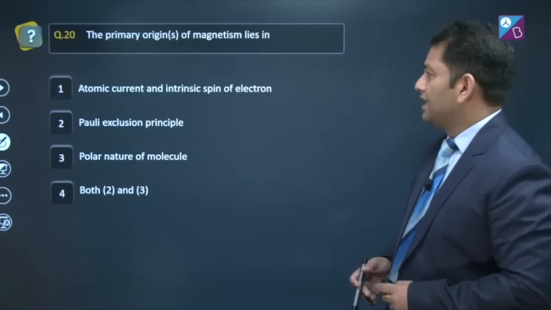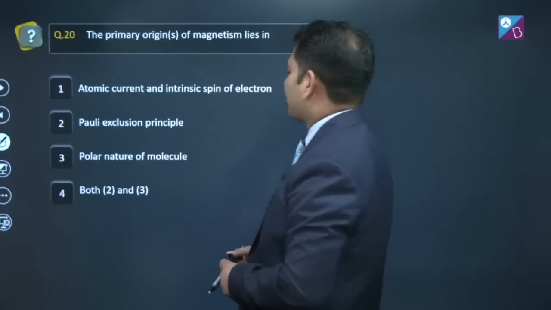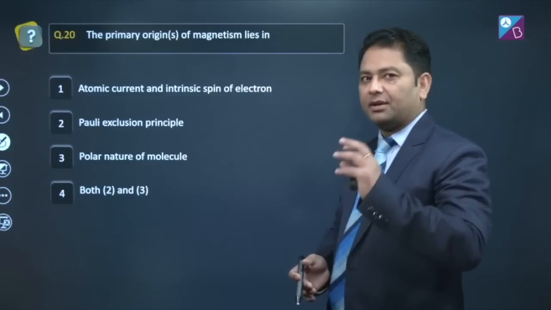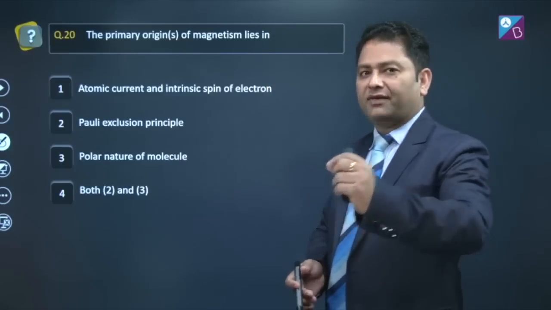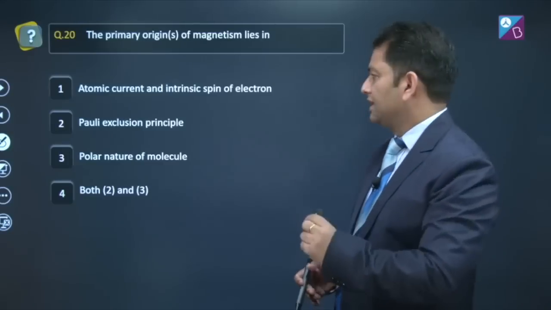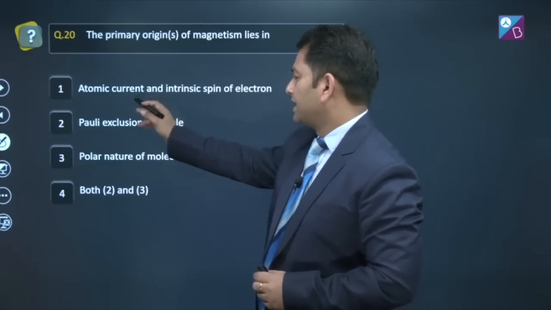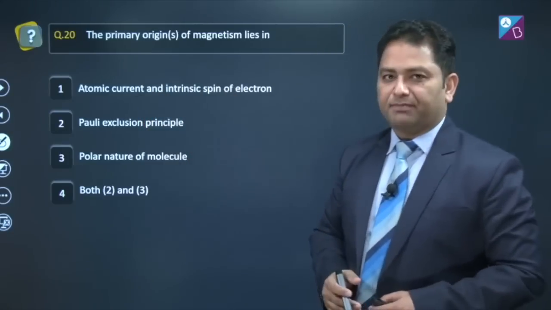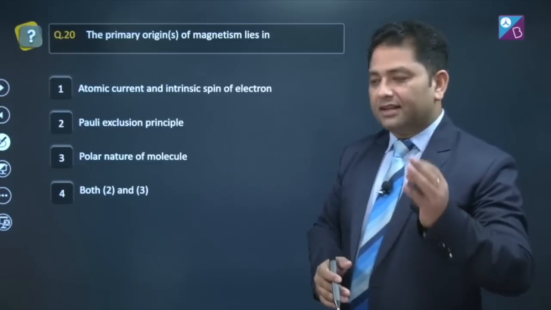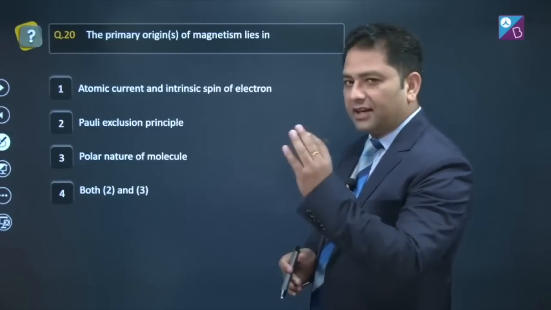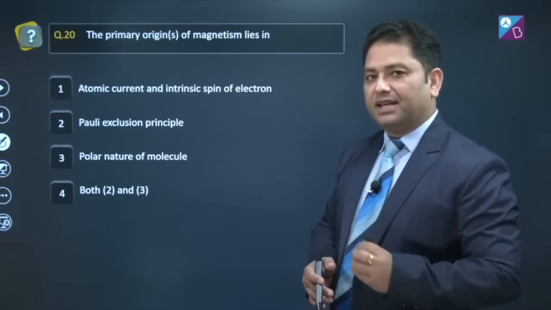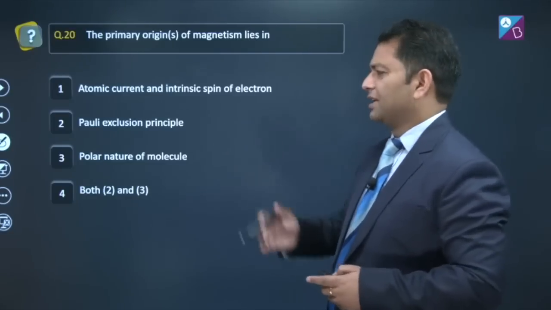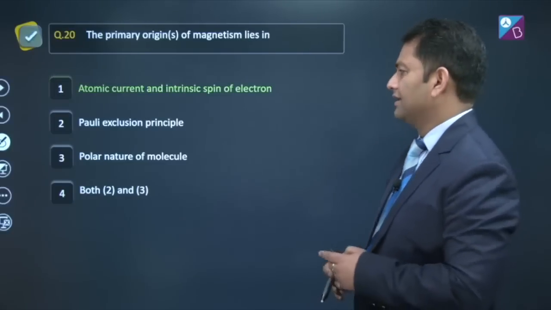Question number 20. Primary origin of magnetism lies in, because of the revolution of electron around the nucleus, यानी वो है atomic current and the intrinsic spin. इनके कारण से the magnetic property of a given material can be explained. So ये भी एक fact based question है. Option number 1, that's the correct one.